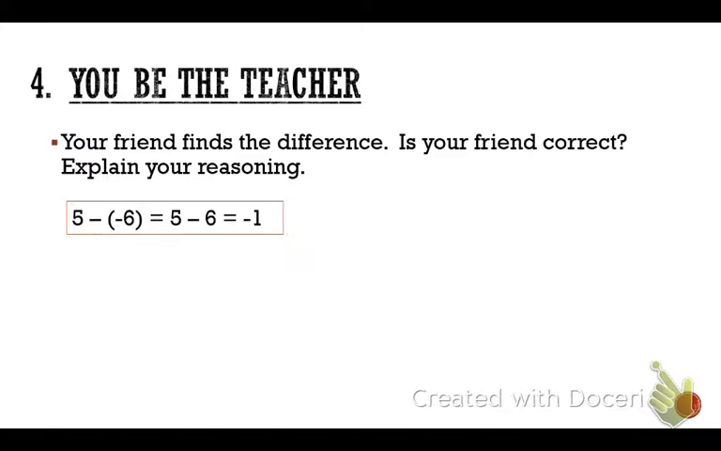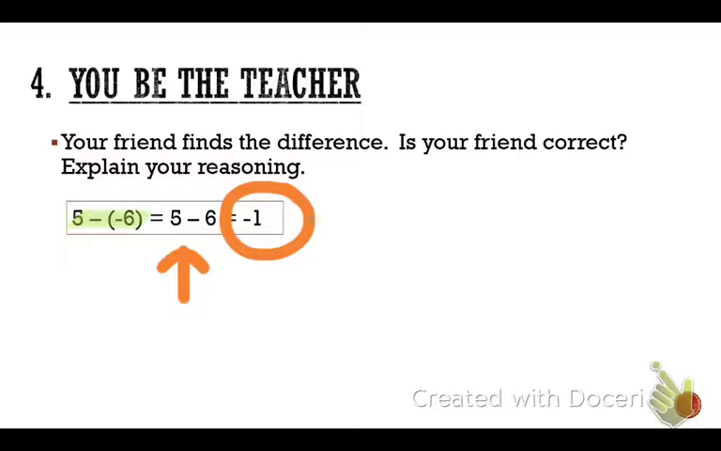All right, a lot of times when you have homework, you're going to have problems like this where it says, you be the teacher. So you're going to look and you can see here, your friend finds the difference. Is your friend correct? So you want to decide yes or no if your friend's correct. So your friend here is not working down, they're working left to right. This was their original problem, 5 minus negative 6. And then they moved on to do this, and then they found their answer was this.